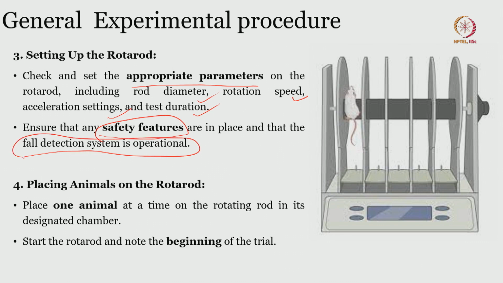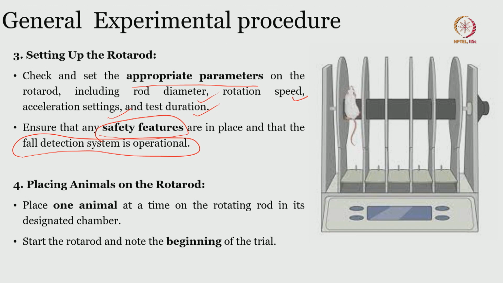Though the rod rotates and the animal falls, if your fall detection system is not working, obviously you will miss the entire data, or you will end up analyzing it visually, which is definitely going to be more tedious.